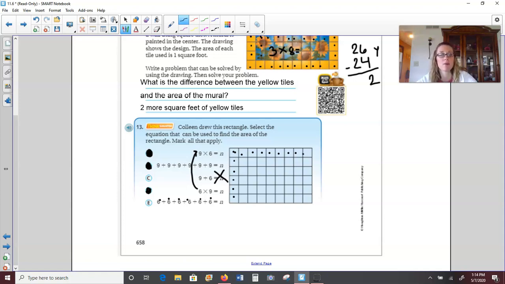No, we don't want to do that, guys. That would only be 6 times 6, and we have 9 times 6. So A, B, and D. All right, guys, home stretch, turn the page.